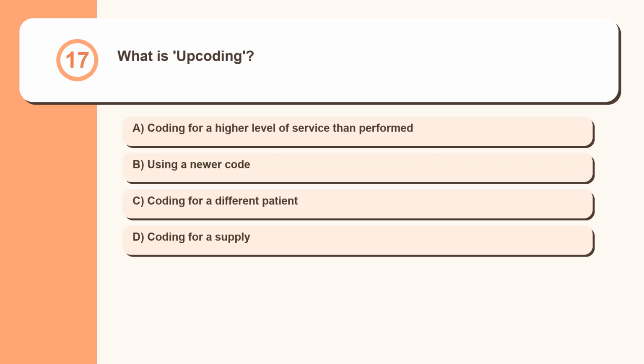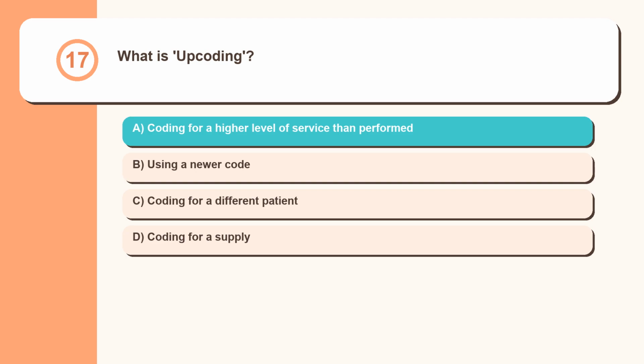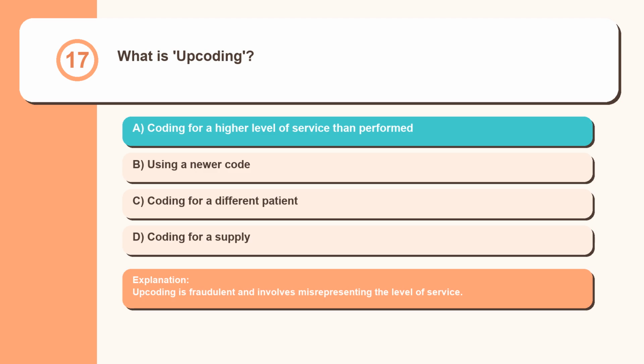Question 17. What is upcoding? Coding for a higher level of service than performed, using a newer code, coding for a different patient, coding for a supply. Upcoding is fraudulent and involves misrepresenting the level of service.